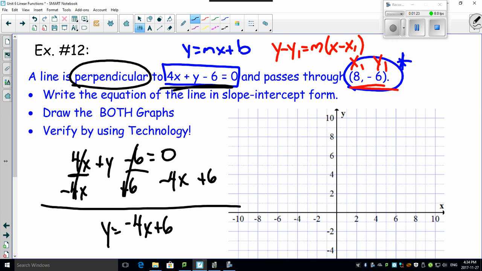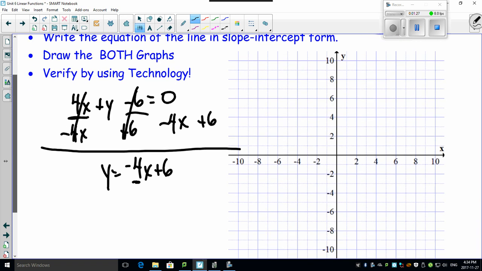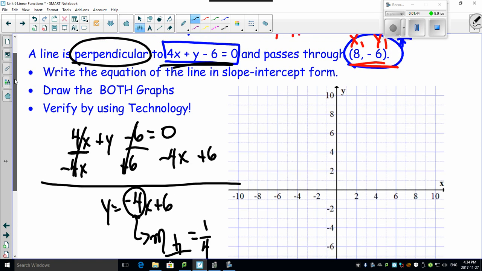Okay, so here's our slope. Let's get a little bit more room here. Here's our slope. And don't forget what perpendicular slope means. Perpendicular means take the negative reciprocal. So take the negative off this guy and flip it. So this becomes a quarter. There's our new slope.